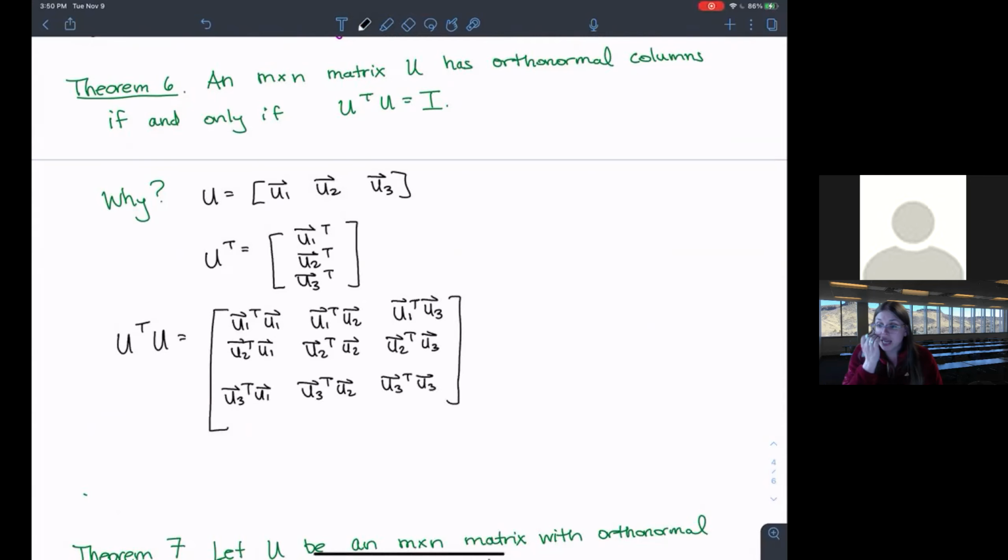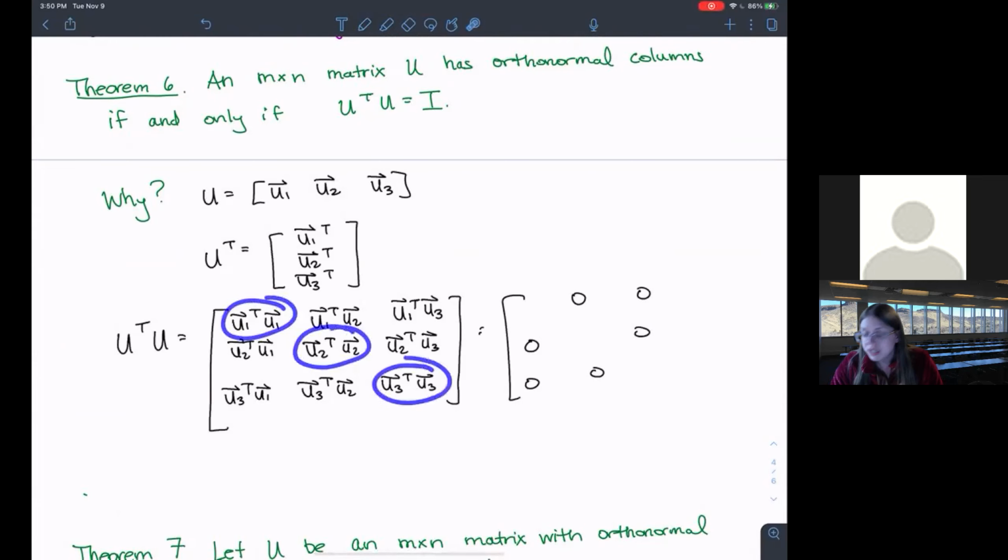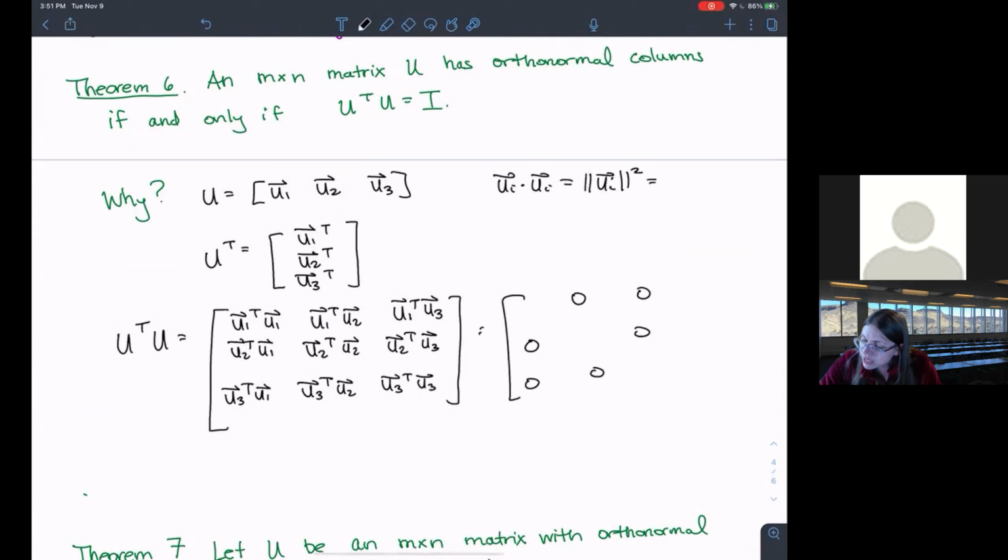Filled in all those entries where the IJ entry is UI transpose UJ. Now remember that UI transpose UJ is the same thing as UI dot UJ. So all of the off diagonal entries are 0. Now the diagonal entries are U1 transpose U1, U2 transpose U2, U3 transpose U3, that's U1 dot U1, U2 dot U2. Remember that UI dot UI is the magnitude of UI squared, which in this case, because they're orthonormal, is 1 squared, or 1.